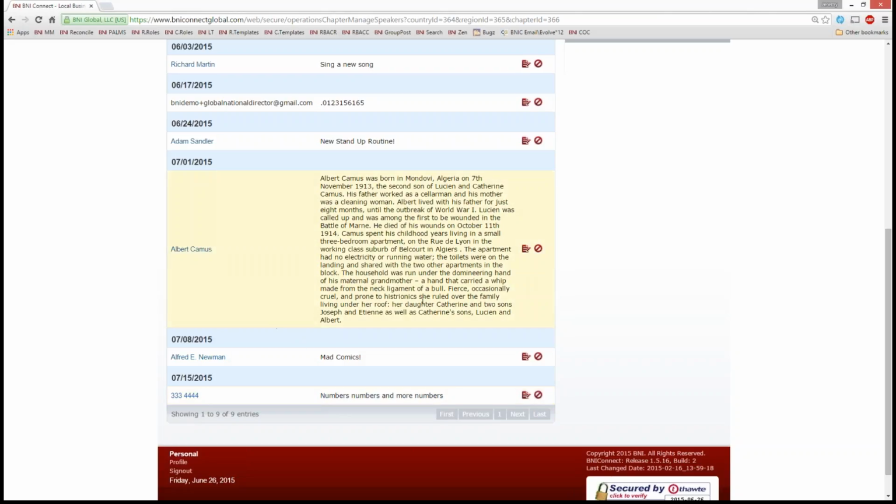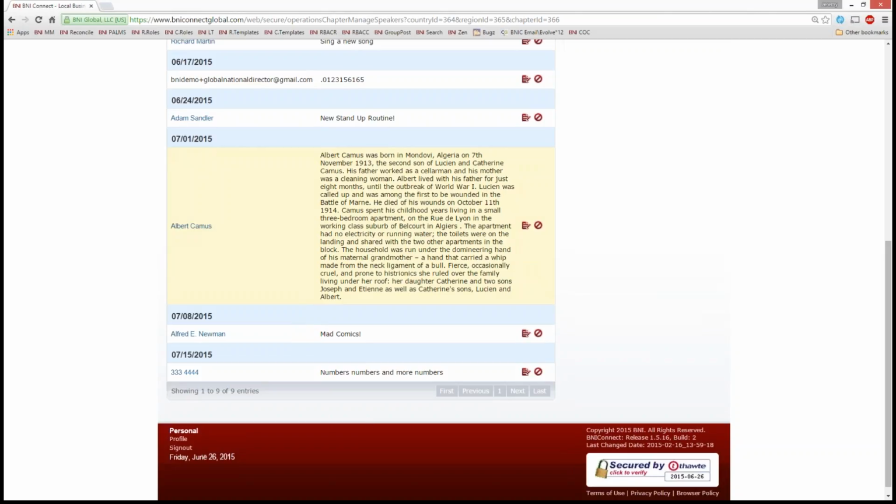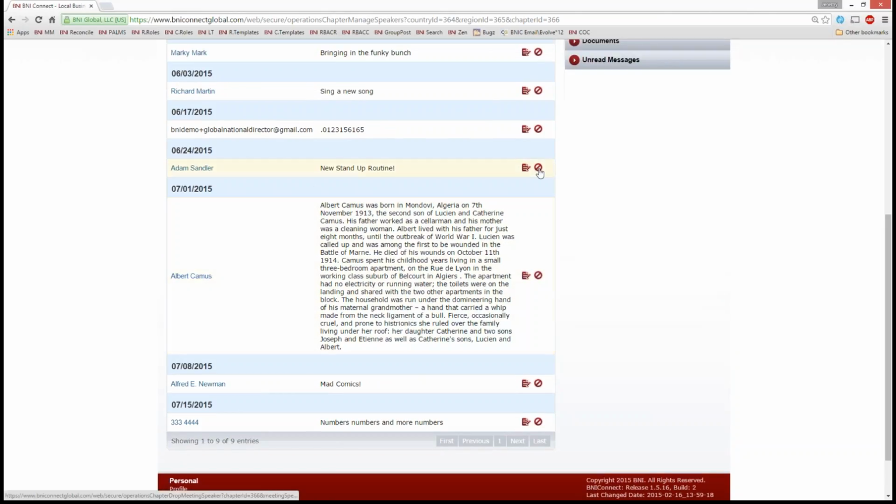The reason for that is that in order to change the speaker rotation, really the only thing you can do is to delete a speaker and put somebody else in that slot. One thing that you cannot do is to shift the rotation, like move everybody up a week. In order to do that, you'd have to delete everybody in the list. That is something that is being considered for a future release, but for now, keep in mind that it is a 1 week at a time scheduling.